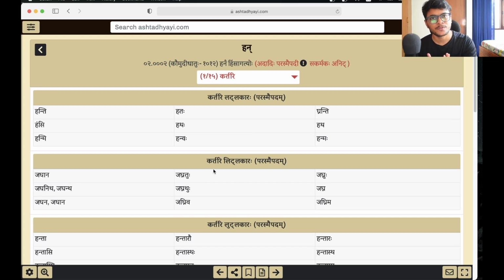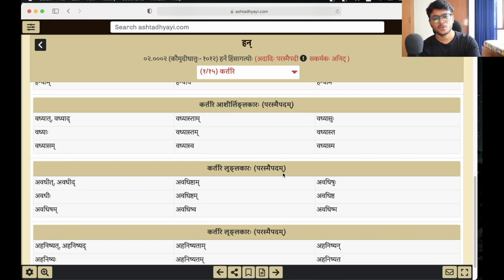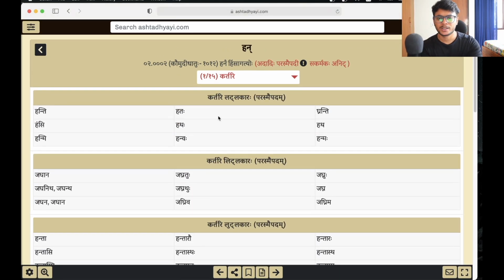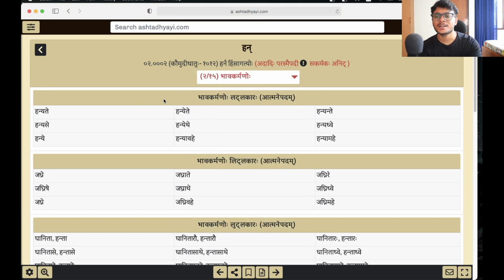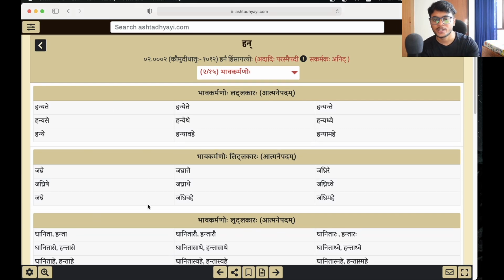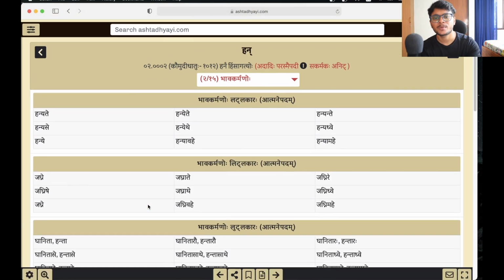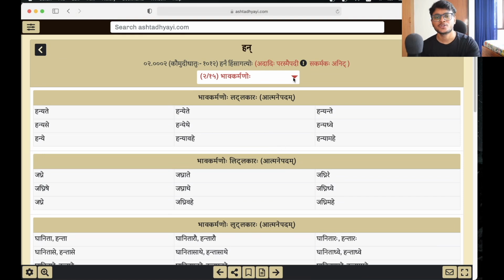The general forms that we use, patati, patatah, patanti, all these forms are kartari. So here you will find all the kartari verb forms in whatever lakar you want. And then you can use the drop down and go to this bhava karmanoh. This is the karmani form. Now you can see hanyate. That is what we saw, right? Hanti was the kartari prayoga. Hanyate was the karmani prayoga in the sense of 'is killed'. Here you can get all the karmani forms in all the different lakar. So this is how you can use it.